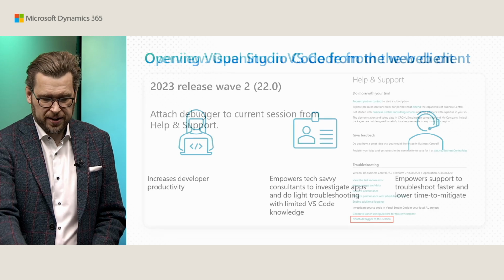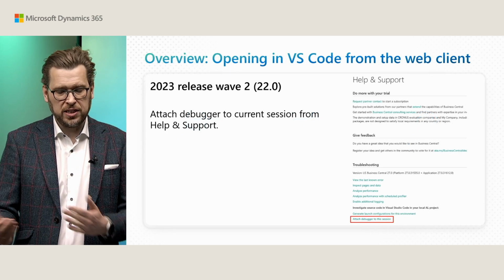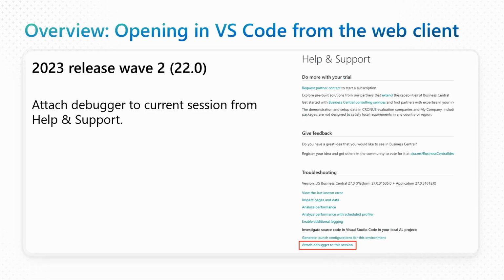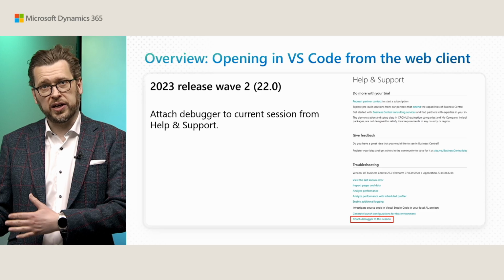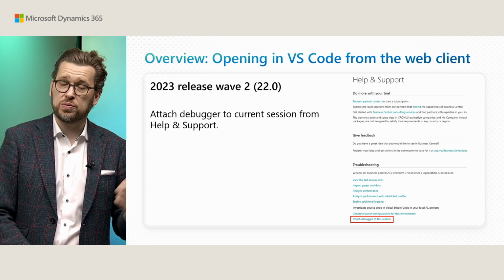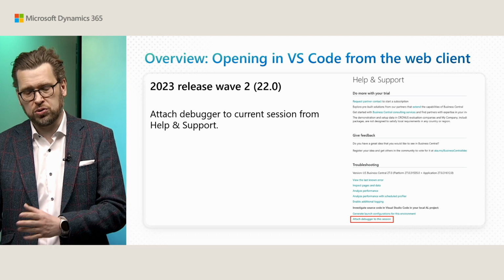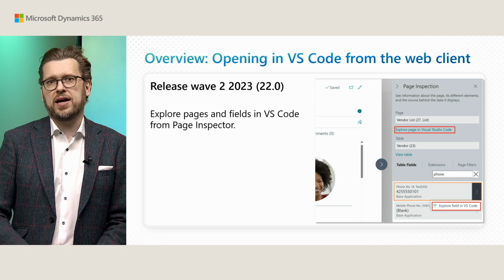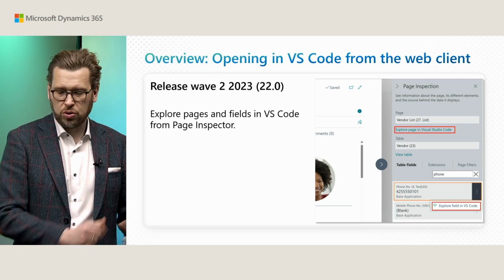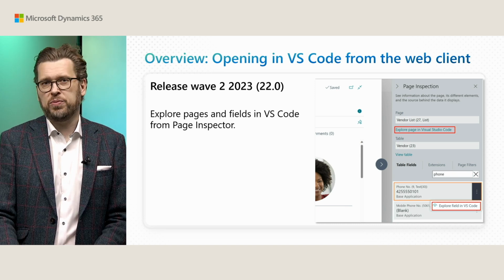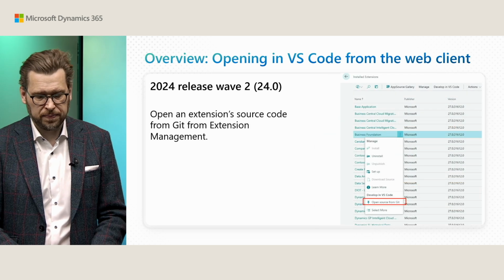So, what did we add? To make it much easier to debug a specific environment, we added an attach option in the help and support page back in 2023 release wave 2. This supports debugging in sandboxes, as well as capturing snapshots and profiling performance issues, both in sandbox environments, but also in production environments. In that release, we also added the ability to quickly go to source code, if available, for pages and table fields directly from within the page inspector on a page.